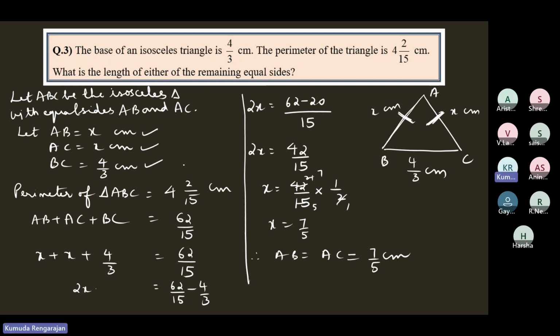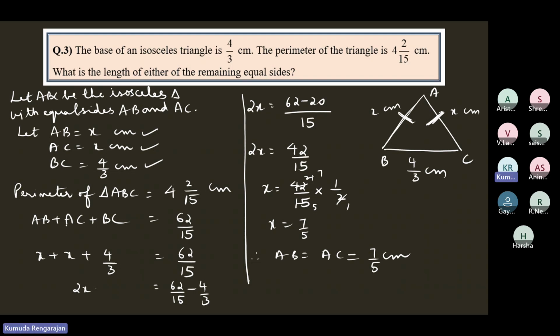Next is constructing the equation. For that, we have this information. Perimeter of the triangle is 42 by 15 centimeters. So write that perimeter of the triangle is equal to 42 by 15 centimeters. Now, perimeter here is not 2 into L plus B, children. Don't get confused. Perimeter of a rectangle is 2 into L plus B. This is perimeter of a triangle, the sum of the three sides.